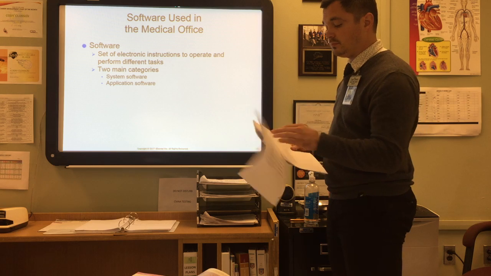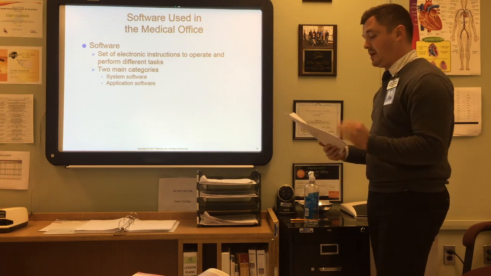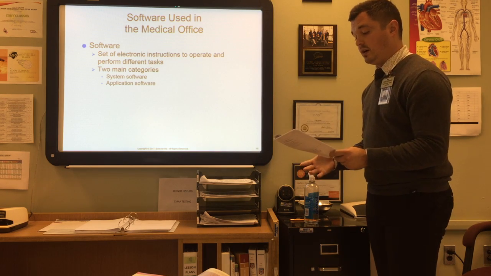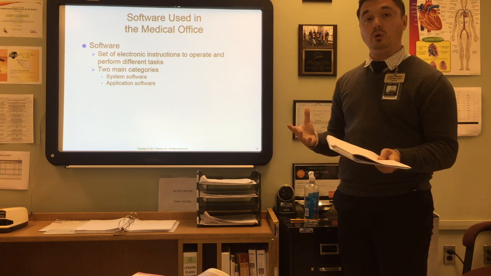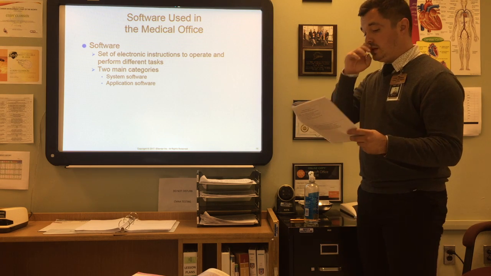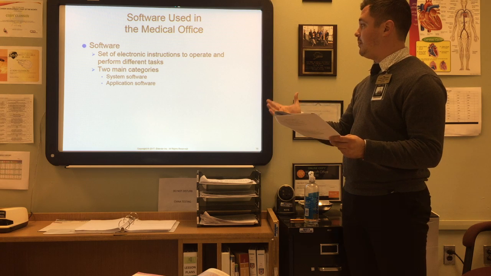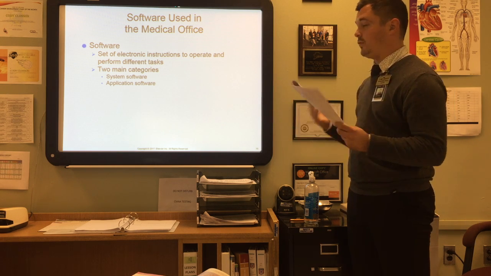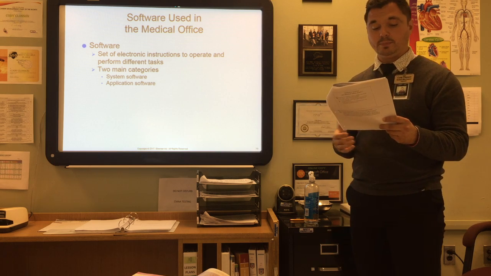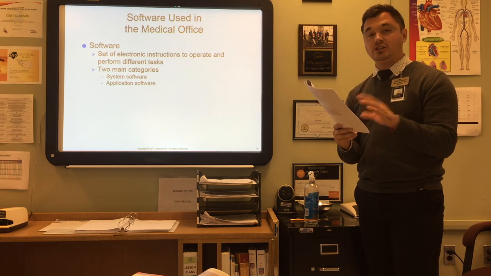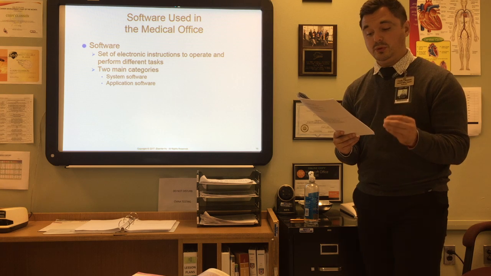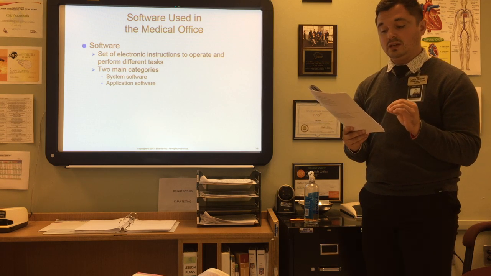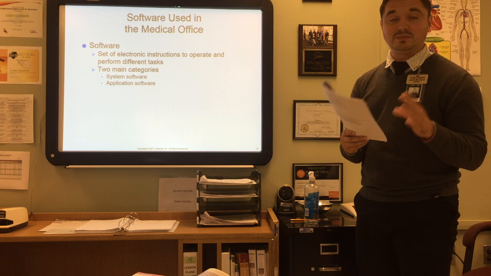Software used in the medical office. Software, another term for which could be program, is basically a set of instructions that operate and perform different tasks. There are two main categories of software. There's system software, a collection of programs that operate and control the computer. Operating systems and utility software are two types of system software.